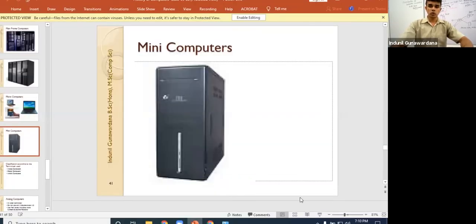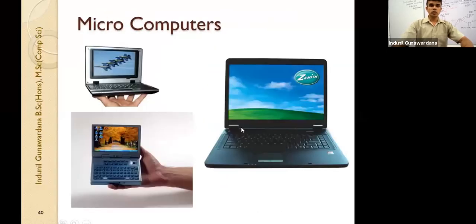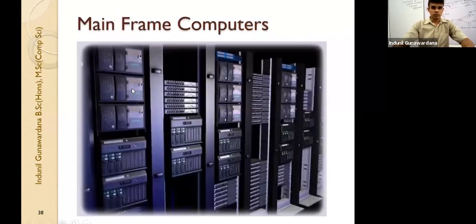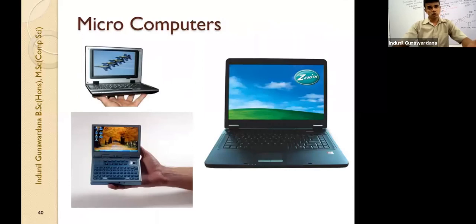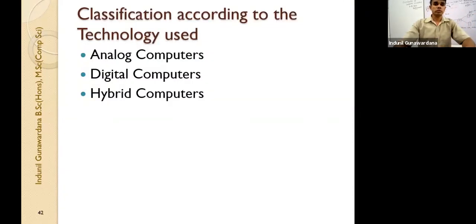Then this is known to you. So we said about it. So when we go for the computers, we are going to classify them according to the size as well as the performance. Mainframe, mini, micro, and supercomputers. We have the note as well. So they are powerful computers. Microcomputers are like this. Mini computers are in between micro and mainframe. Right. Now we are going to go for another categorization of computers based on the technology that they are used.